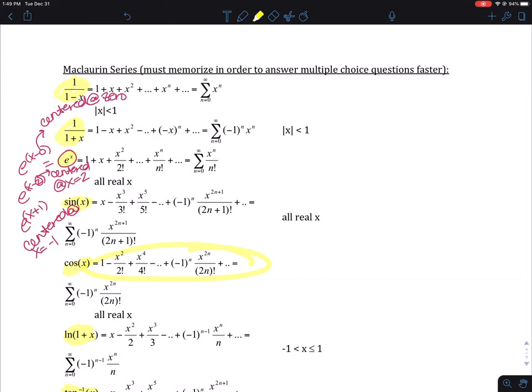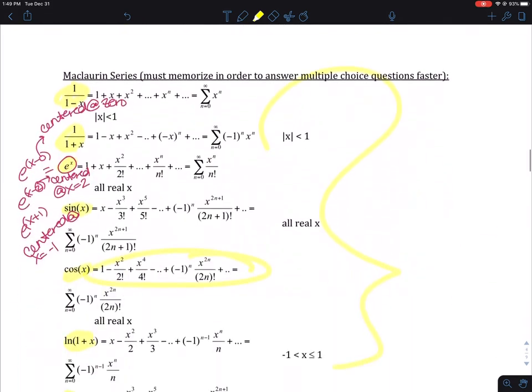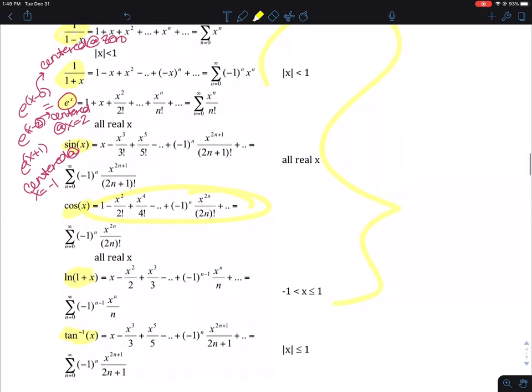Me personally, 24 hours before the AP test, I probably would not spend my time memorizing these, because I can create all of these by having just this polynomial idea memorized. And so in the end, I would spend more time probably memorizing derivatives and antiderivatives of all my trig and inverse trig functions than I would memorizing all my Maclaurin series. But that's just me personally, because I can generate all of these series. I just can't generate them in a fast way.